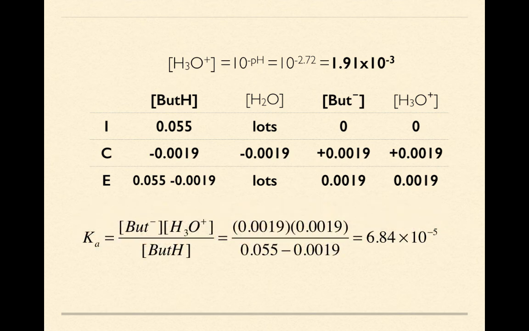So the Ka for butanoic acid is going to be equal to the butanoate ion times concentration of hydronium ion over concentration of the butanoic acid, all at equilibrium. So we have 0.0019 times 0.0019 over 0.055 minus 0.0019, and I get a value there of 6.84 times 10 to the minus 5. So that in fact is what the Ka value is for butanoic acid.